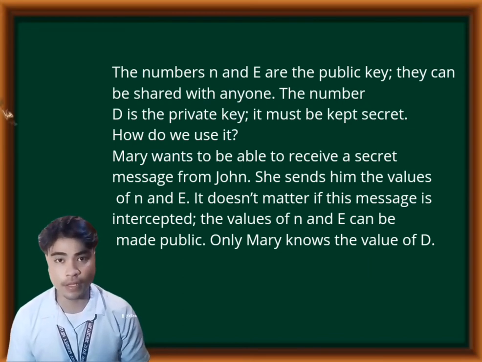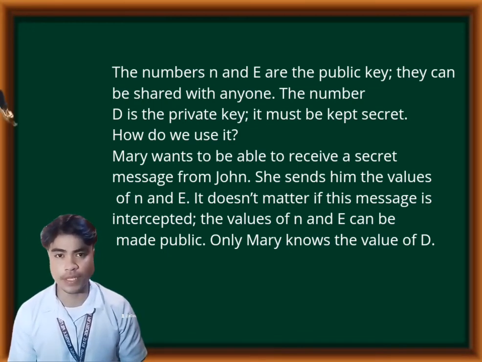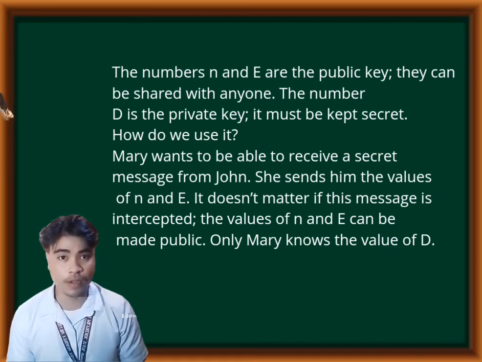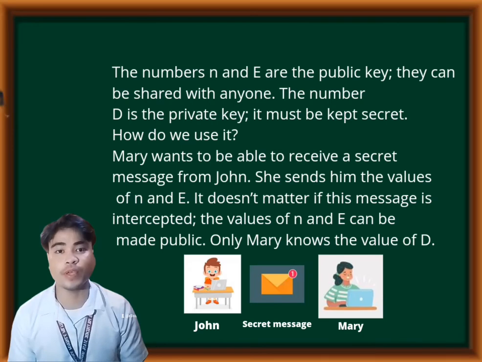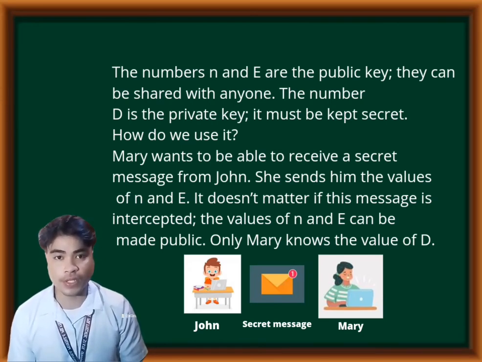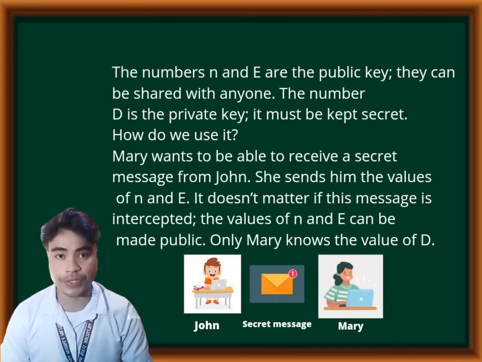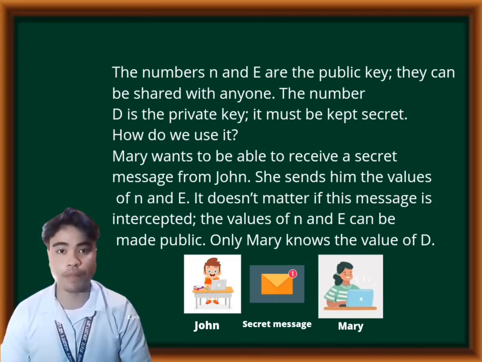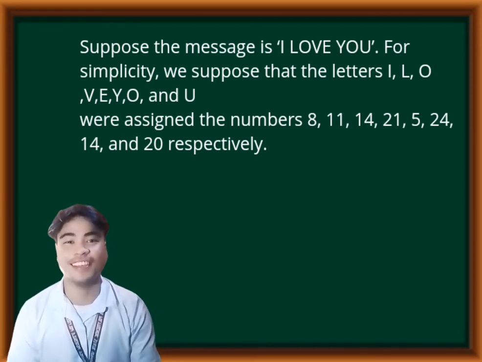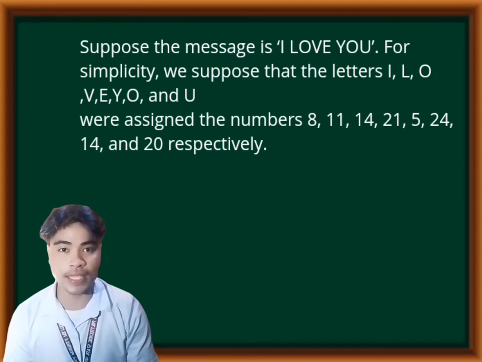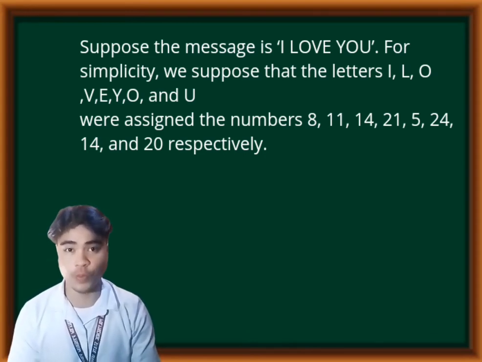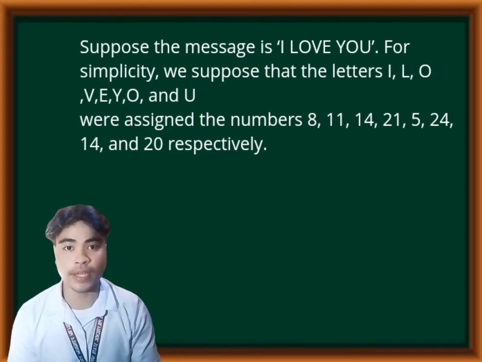So the numbers N and E are the public key that can be shared with anyone. The numbers N and D are the private key. It must be kept secret. How do we use it? Mary wants to be able to receive a secret message from John. She sends him the values of N and E. It doesn't matter if this message is intercepted, the values of N and E can be made public. Only Mary knows the value of D. Suppose the message is I LOVE YOU. For simplicity, we suppose that the letters I, L, O, V, E, Y, O, U were assigned the numbers 8, 11, 14, 21, 5, 24, 14, and 20 respectively.